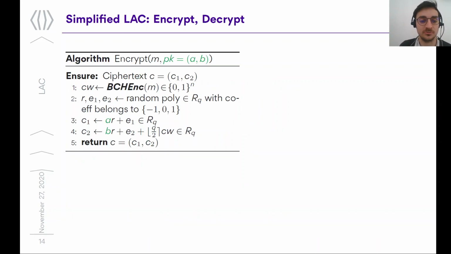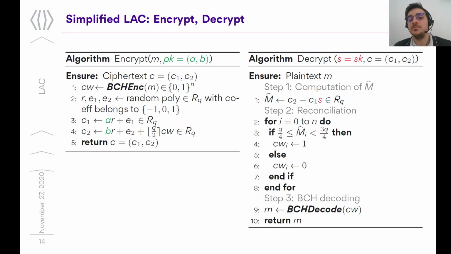So what is the encryption process for a message M? First, we encode the message with the BCH code, so we obtain CW. After that, we generate 3 random polynomials, R, E1, and E2, with small coefficients -1, 0, 1. Then we compute C1, which is A times R plus E1, the information vector of the noise in C2. And C2 is B times R plus E2 plus Q over 2 times CW, which is our code word plus noise. And then we have our ciphertext, which is C1 paired with C2.